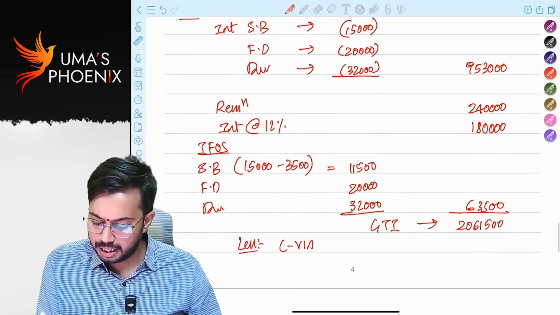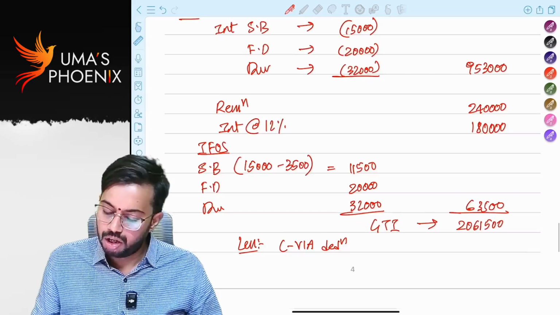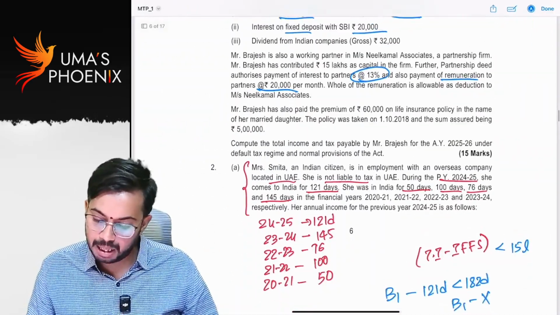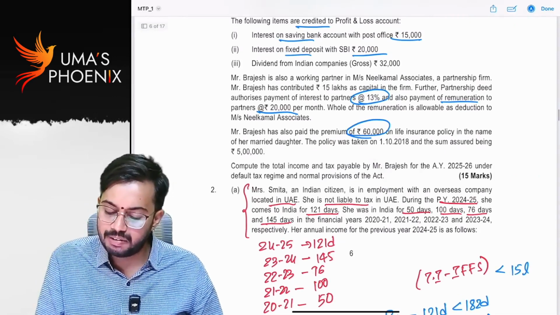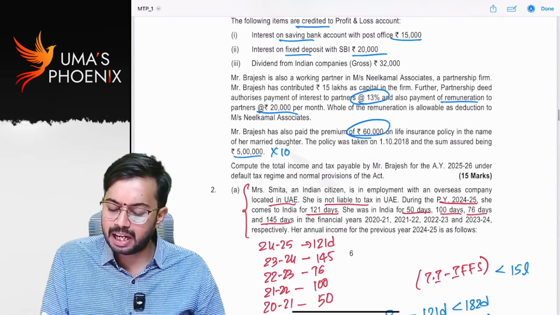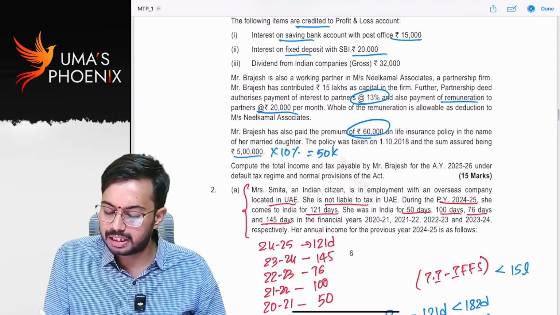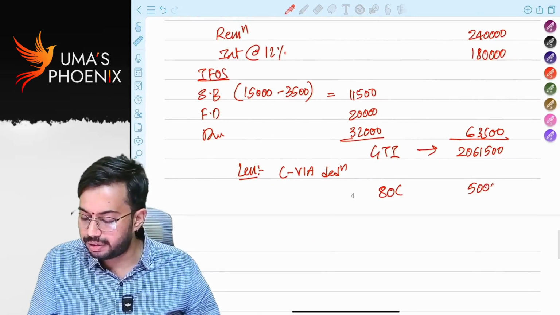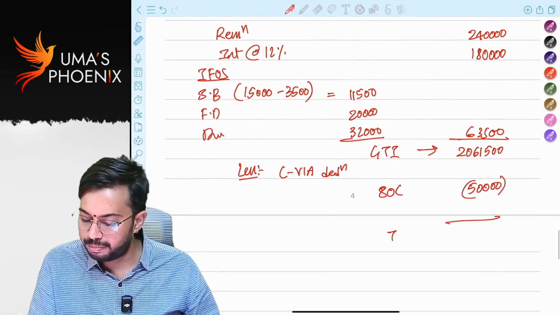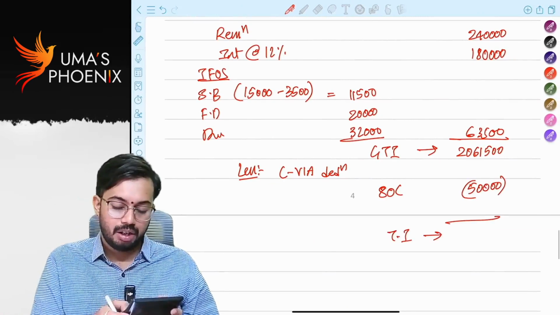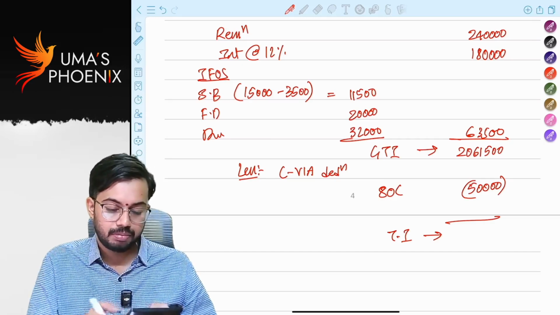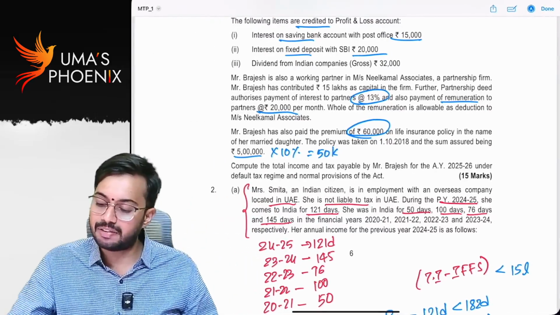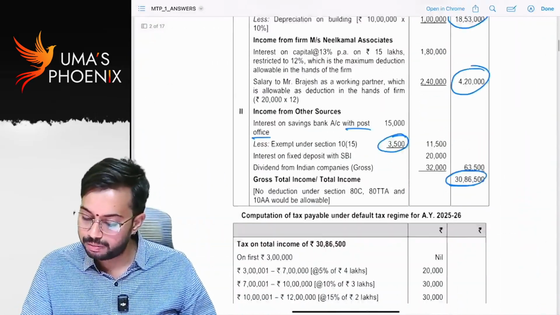From this we will reduce Chapter 6A deductions. 80C, LIC premium was paid, right? How much LIC premium was paid? 60,000. Even though 60,000 is paid, 5 lakh into 10%, 50,000 is allowed as deduction. 80C 50,000. So how much is total income? Total income is 20 lakh 11,500. Let us check with the answer whether answer is correct or not.